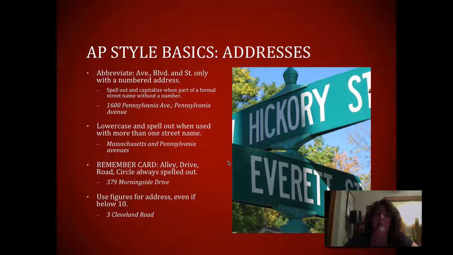Things like alley, drive, road, circle, those things are always spelled out. We never abbreviate them, regardless of whether or not there's an address with them. Now, same way we use figures for the address, even if it's below 10. One exception would be if someone lives on 4th Street, we would write that out. If they live on 12th Avenue, we would use the numbers 1, 2.